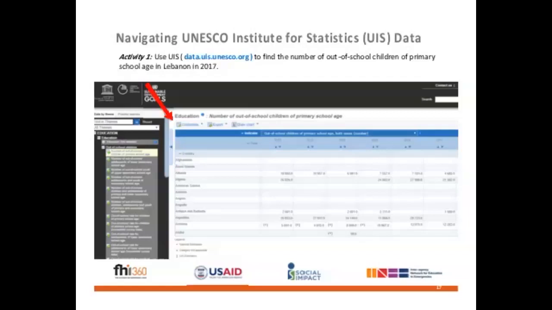Great. That is correct. As Tanya correctly identified, there's about 61,000 out-of-school children in Lebanon as of 2017. So this is just one example of how you can use the tool. Great. More people are getting it. Awesome.